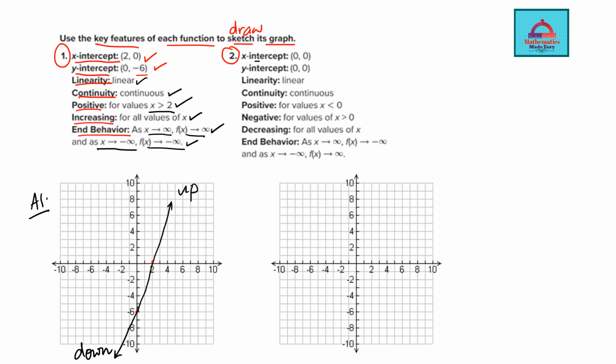So here the x and y-intercept are given. So we are going to plot that point. Both are equal to 0. That is the origin. So only one point. Now the graph is going to be linear, so it is going to pass through this point and it will be a straight line. It's going to be continuous, so it will not have any break. It is positive for values of x less than 0. That means when x is becoming negative, the graph is positive.